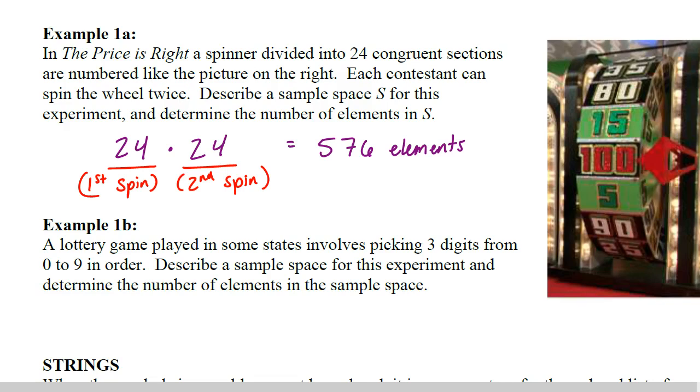Or in this next example, a lottery game played in some states involves picking 3 digits from 0 to 9 in order. We want to describe a sample space for this experiment and determine the number of elements in the sample space. In this situation, 3 numbers are drawn. Each of those numbers could be a digit from 0 to 9, so each has 10 possible digits because we're counting 0. We're not starting at 1, so there's 10. So 10 times 10 times 10 is obviously 1,000. So there are 1,000 elements in that sample space.